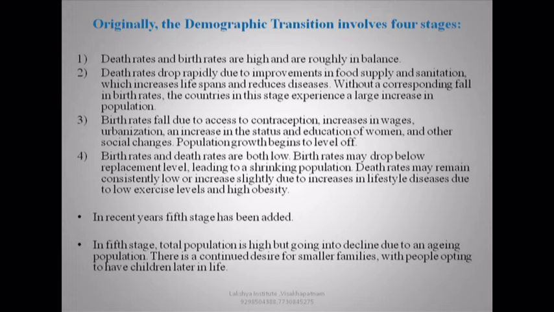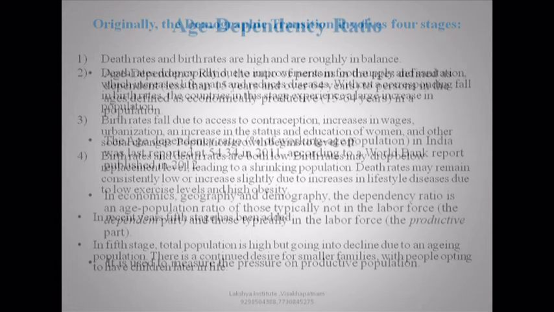Originally, the demographic transition involves 4 stages. 1. Death rates and birth rates are high and are roughly in balance. 2. Death rates drop rapidly due to improvements in food supply and sanitation, which increases lifespans and reduces diseases. Without a corresponding fall in birth rates, the countries in this stage experience a large increase in population.